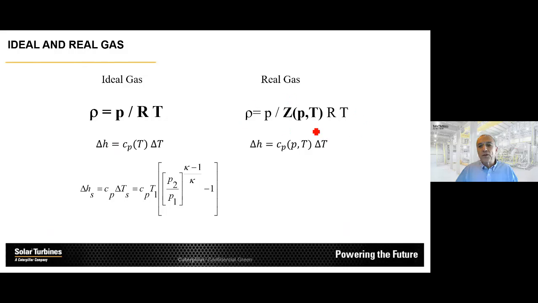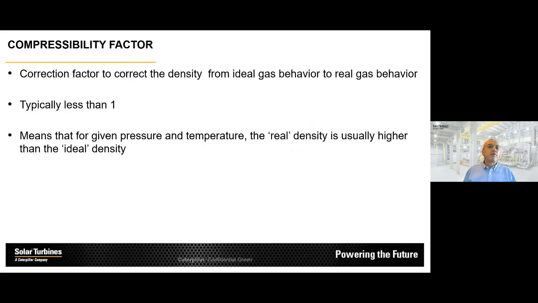Now you see the equation for density looks very much similar, except that I add here this fudge factor of a compressibility factor. The complication comes from the fact that the compressibility factor is in itself a function of pressure and temperature. And also the relationship between temperature and work becomes more complicated. So this compressibility factor is essentially a correction factor to correct the density from ideal gas behavior to real gas behavior. For most of our applications, it's typically less than 1, which basically means that for a given pressure and temperature, the real density is usually a bit higher than the ideal density of the gas.